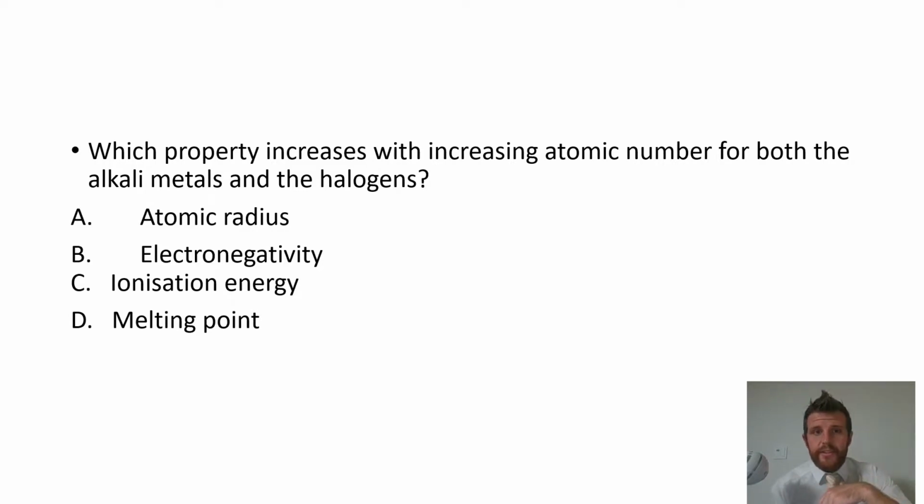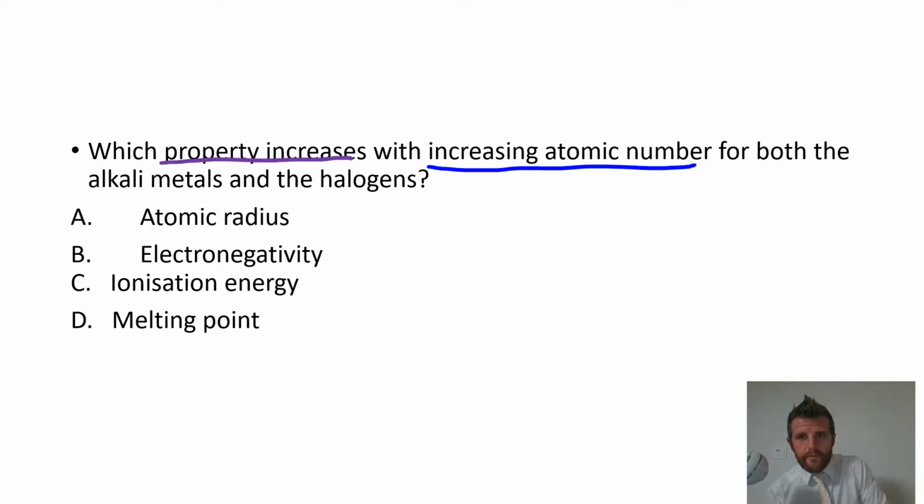Which property increases with atomic number for both the alkali metals and the halogens? I picked this question because it's worded very, very poorly. It's tricky. So which property increases with increasing number for both the alkali metals and the halogens?